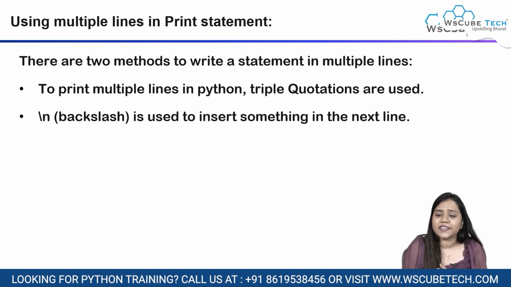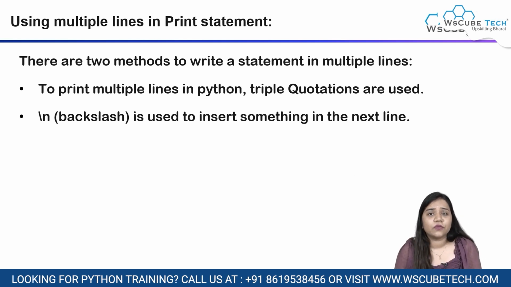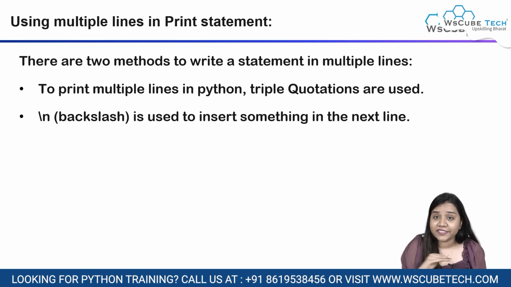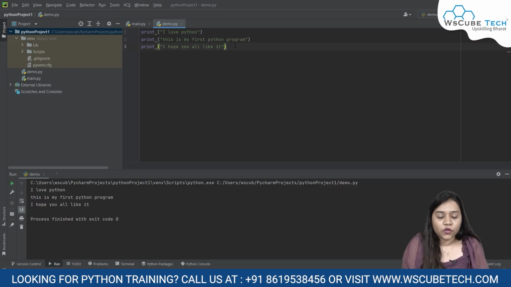First method is to write it inside triple quotations, triple double quotations, or triple single quotations. And the other method is \n, that whenever you want to go to the next line, you use a backslash. I'll repeat, not slash, but the backslash and n, it is used to insert something in the next line. Let's see how it is done.